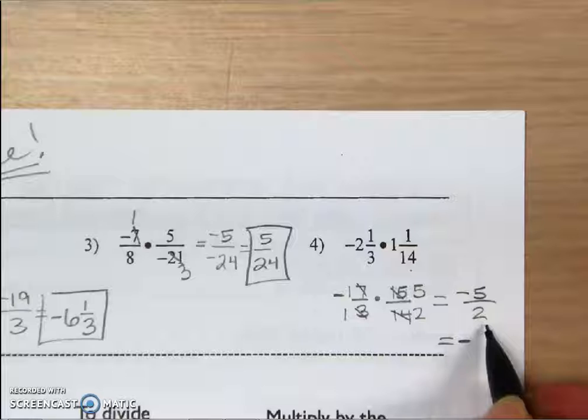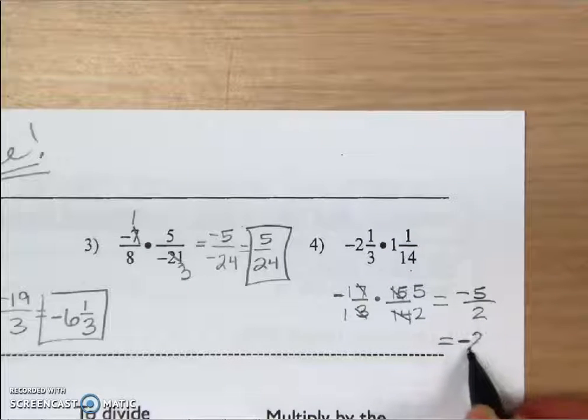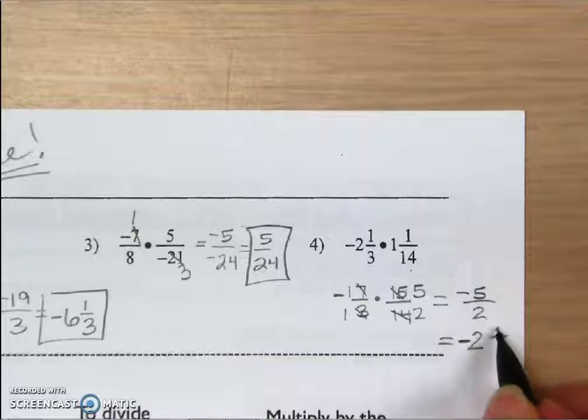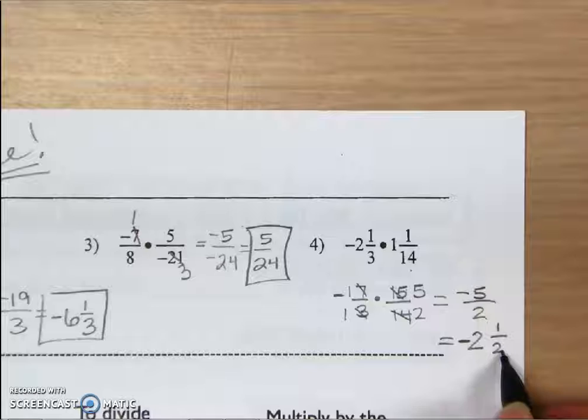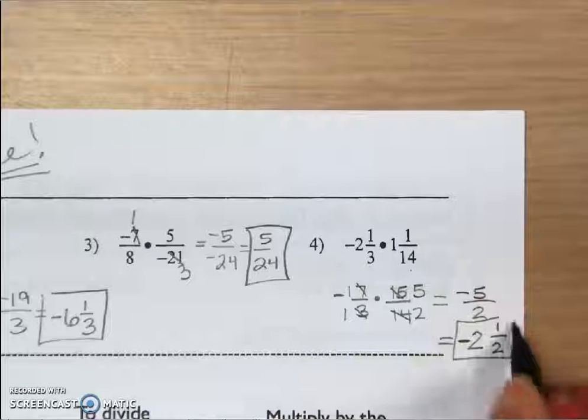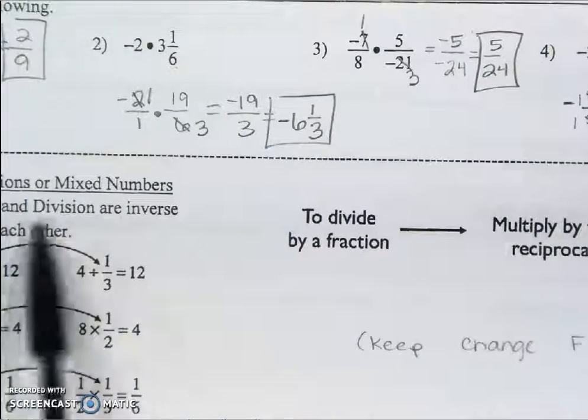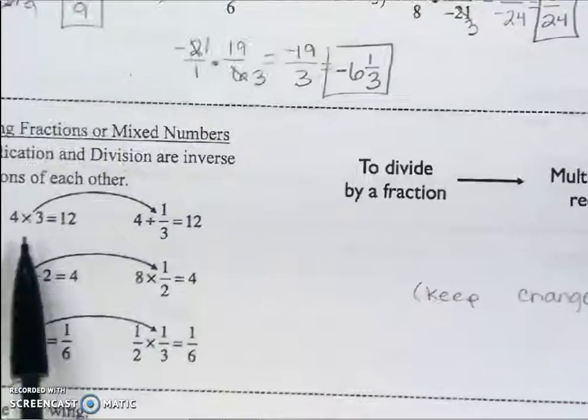Negative. Let's see, how many 2's can I take out of 5? I can take out 2. Big number 2, and that would give me 4, so I would take 4 out from 5. I'd have 1 left over when I was looking for groups of 2. So we'd get negative 2 and a half. There we are.